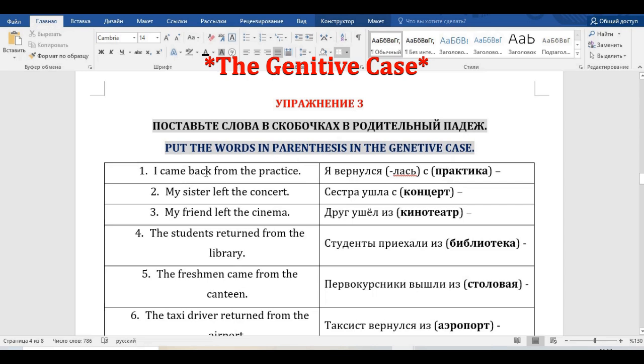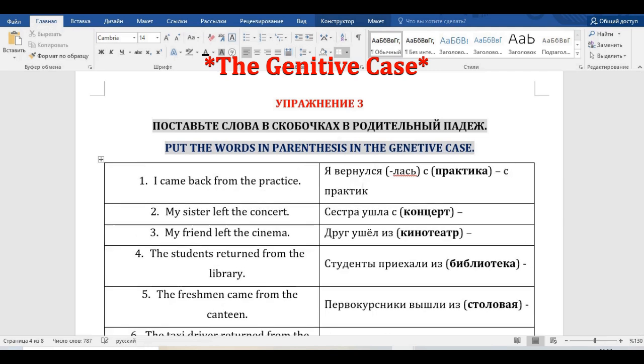First one. I came back from the practice. Я вернулся, masculine. Я вернулась, feminine. С практика. These words are in nominative case. We should put them in the genitive case because we want to say where we came from. Я вернулась откуда? Я вернулась с практики. Практика is an event. That's why we use the preposition с, not из.